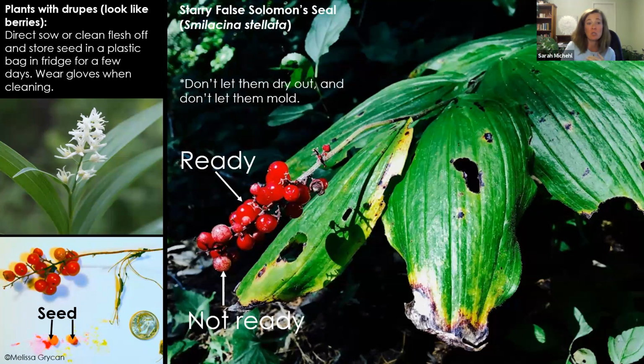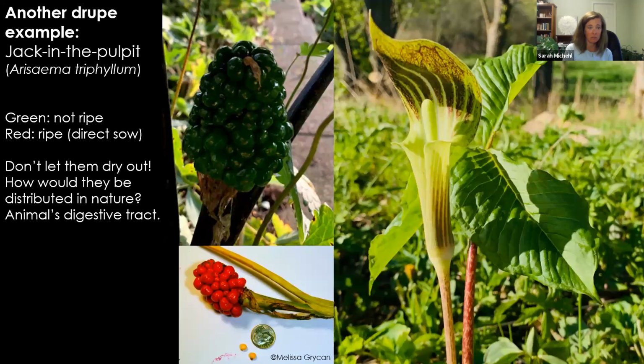You can store it in a plastic bag in the fridge for a few days if you need to do that. Like say you're going to give them to your friend. That's fine. You can keep them in the fridge for a few days. You don't want to let these dry out. So that's the key. So think about this. And I think I talk about this in the next one.